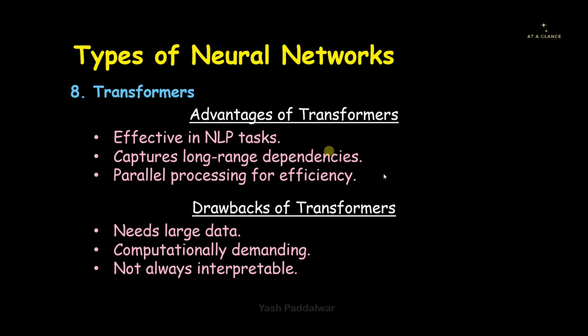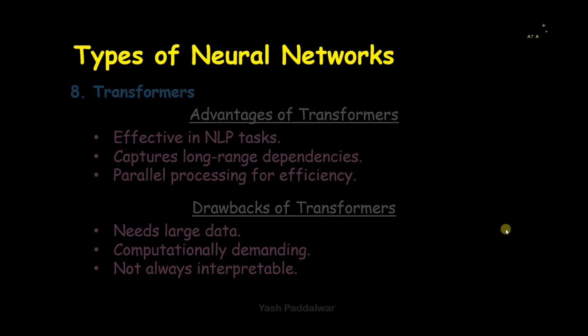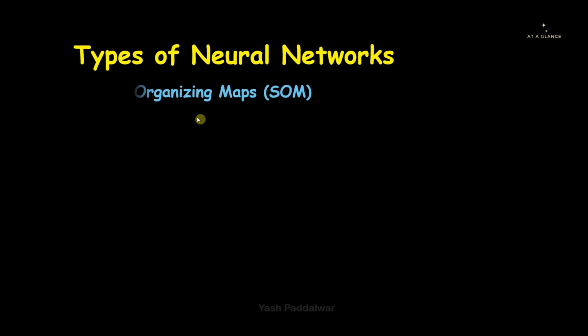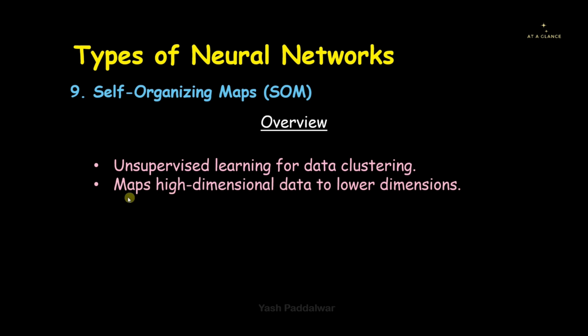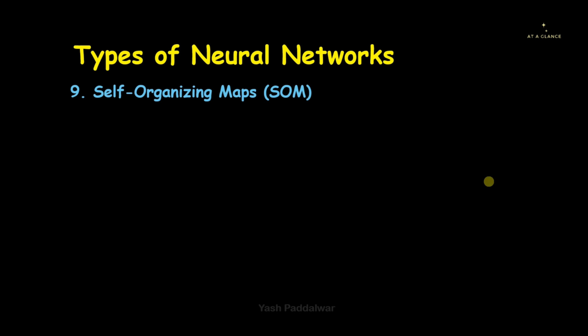Now let's move on to the ninth type of neural network. It is called SOM, self-organizing maps. Let's have an overview of this particular type of neural network. So, self-organizing maps are an unsupervised learning technique which is specifically used for clustering the data. It maps the high dimensional data to lower dimensions, which means it is used for dimensionality reduction.